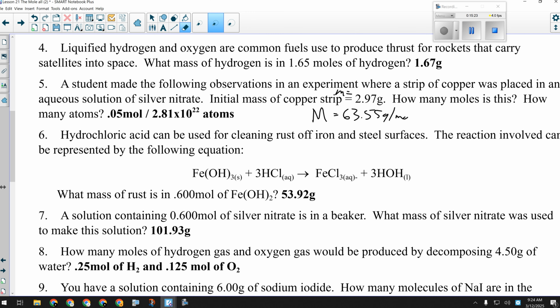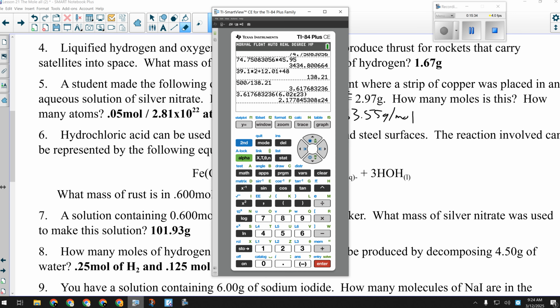grams per mole. And then I'm just going to find the number of moles. So N equals little m over big M. It's going to be much less than a mole. 2.97 divided by 63.55. So I've got 0.05 moles, because I'm rounding this up. I'm only keeping 2 decimal places, so 0.05 moles.